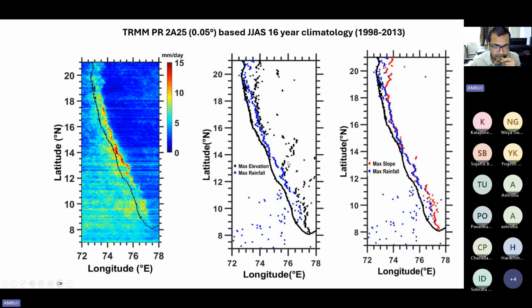In fact, there is a noticeable offset between the peak rainfall and peak elevation, particularly at high rainfall locations, for example, around 14° north.